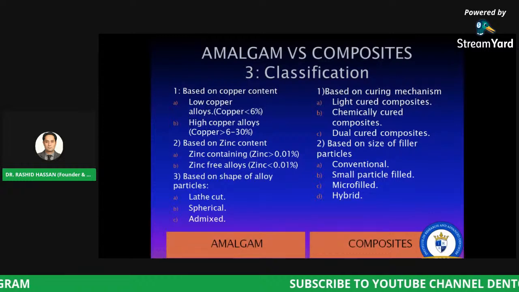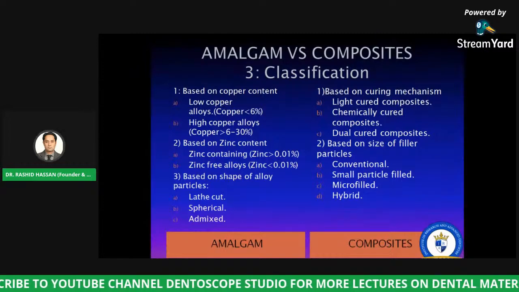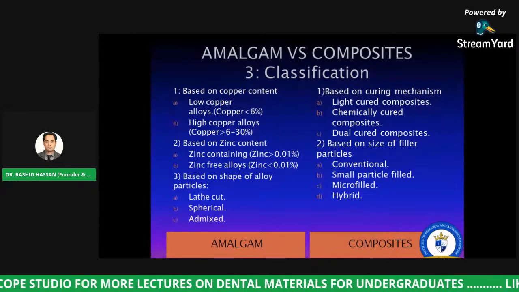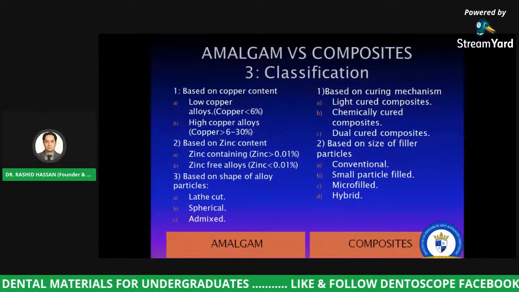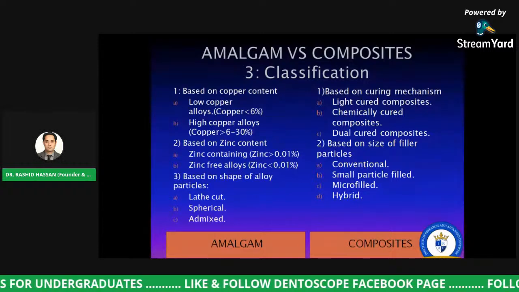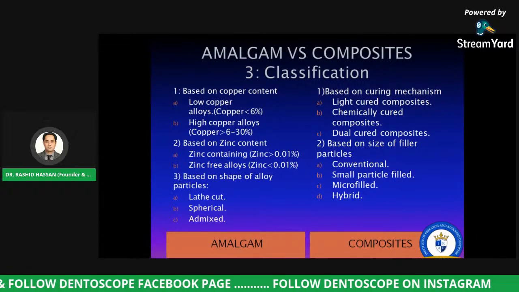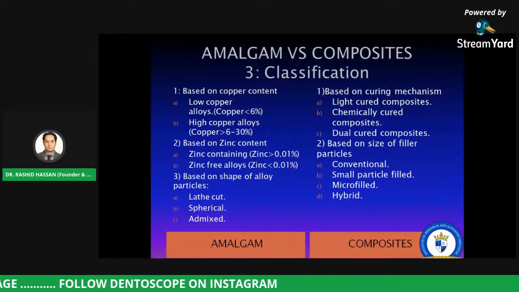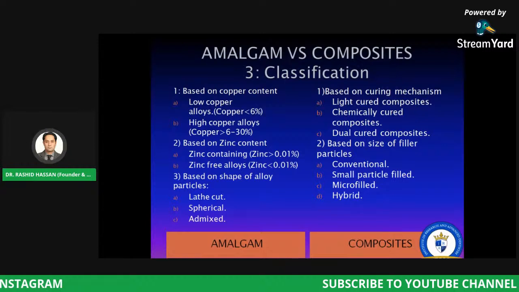Now, let's talk about the classification. How do we classify dental amalgam and dental composites? Well, talking about the dental amalgam, it is basically classified into three different types, and that totally depends upon the composition of the amalgam alloy. If we talk about the first one, that is based on the copper content.